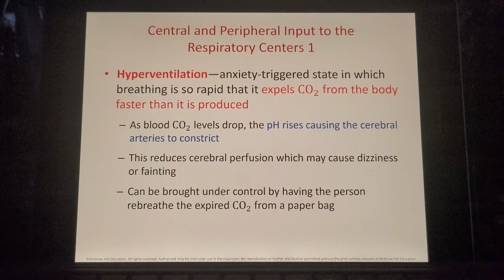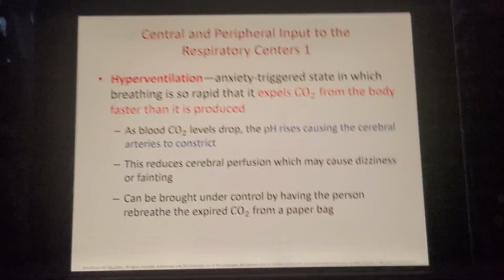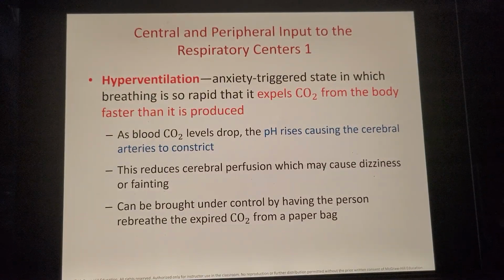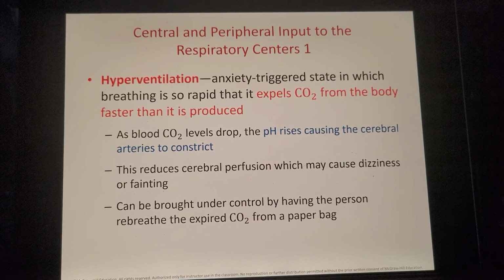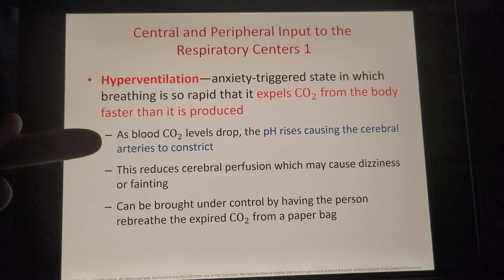So for one thing, if your body is hyperventilating, so you're breathing very rapidly, you end up expelling carbon dioxide from the body faster than it's produced. So you do need to have a certain amount of carbon dioxide in the blood, and that helps with our pH. But if you don't have enough of it, then your blood carbon dioxide levels drop. When we get to that carbonic acid equation, you'll understand this better.